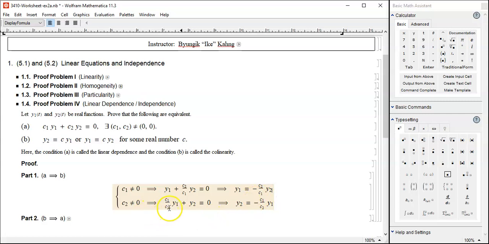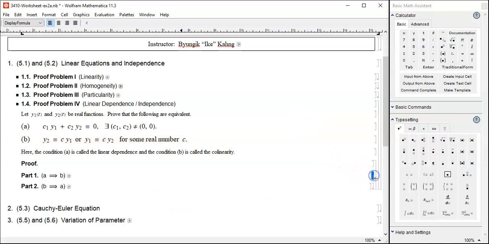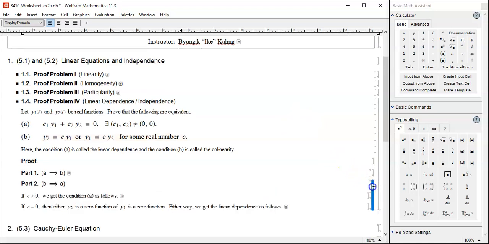What if c2 is not equal to 0? Then divide by that, then we have c1 over c2 is well defined. So this fraction is well defined. Flip it over, then what do you get? We get y2 is some constant times y1. So either way, we are going to have some constant times the other function, one way or the other. Simple proof. How about the next? This is going to be a little bit trickier.